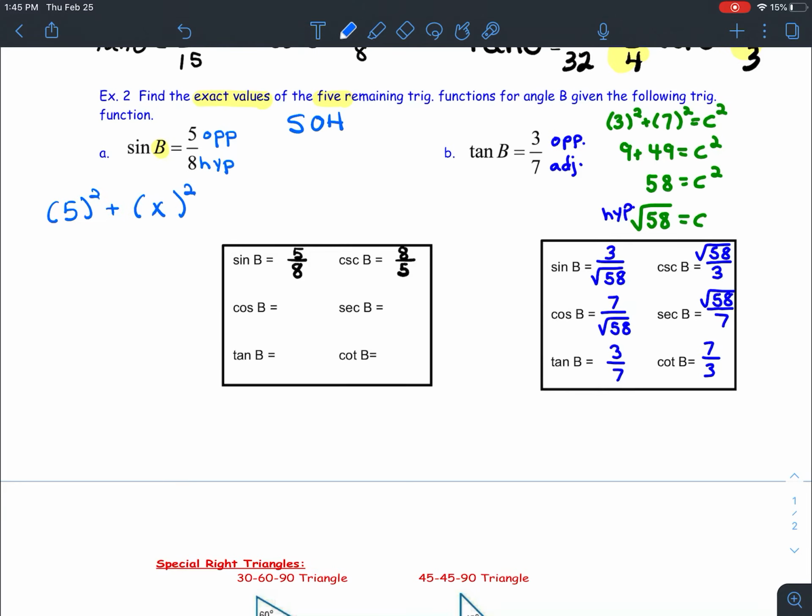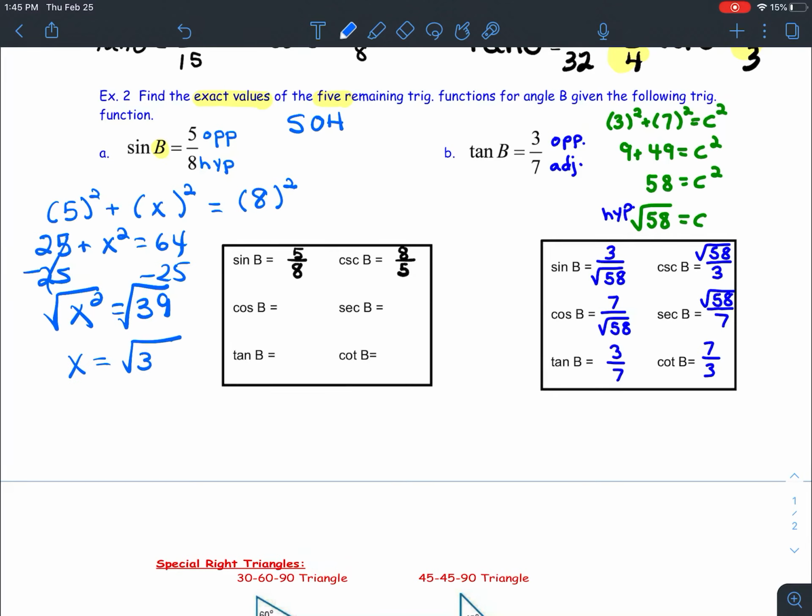I'm missing the adjacent leg, so I'm just going to call that x, and that should be equal to the hypotenuse squared, which is the 8 squared. Okay, so I get this equation. I'm going to square off each of the numbers first, and then I'll move the 25 over. That gives me x squared equals 39.